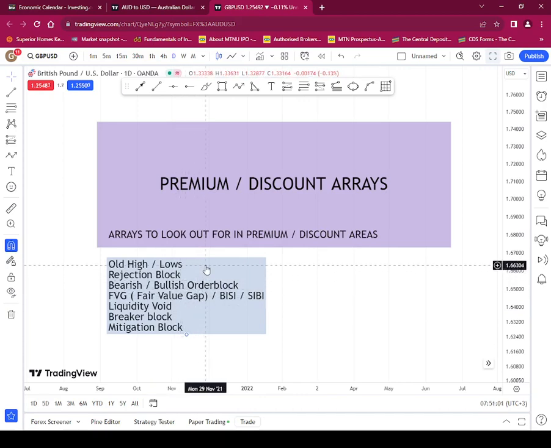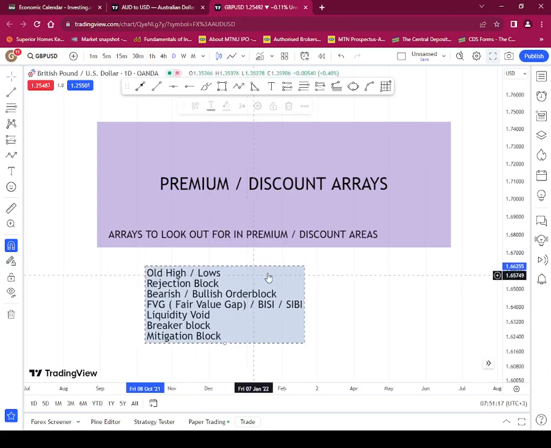So there are old highs or old lows. There is the rejection block, there's the fair value gap, there's a bearish and bullish order block, there's a liquidity void or gap, there's a breaker block, and there's a mitigation block. These are the arrays that we look out for in a premium or in a discounted area.